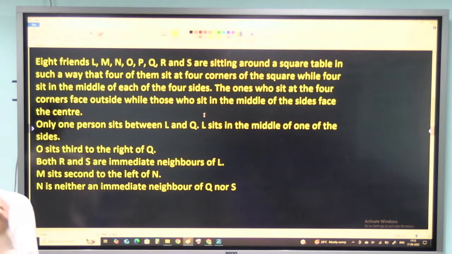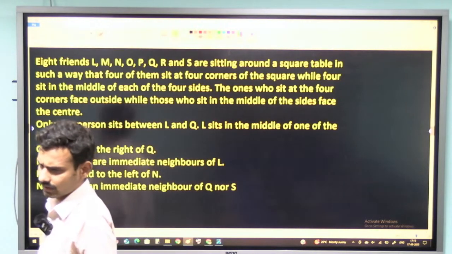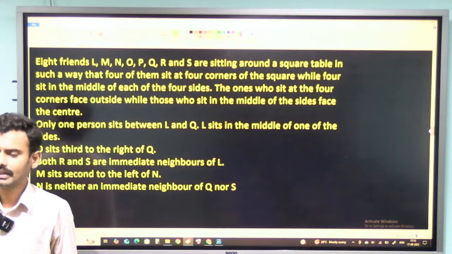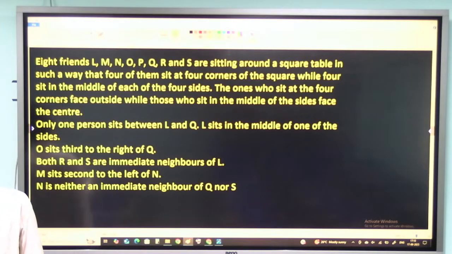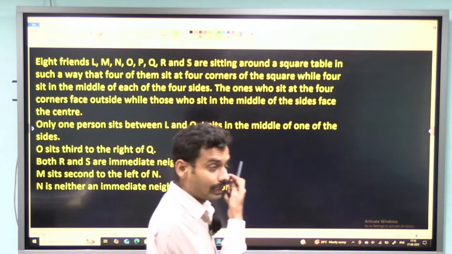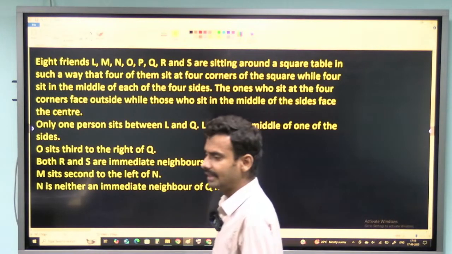First let me solve this question. 8 people L, M, N, O, P, Q, R and S are sitting around a square table in such a way that 4 of them sit at the 4 corners of the square, while 4 sit in the middle of each of the 4 sides. So there are 8 people, 4 are sitting in the corner and 4 are sitting on the sides. Then the ones who sit at the corner face outside, while those who sit in the middle of the sides face the center. So there are two facing directions here. Those who are sitting in the corner are facing outside, and those who are sitting in the middle are facing inside.